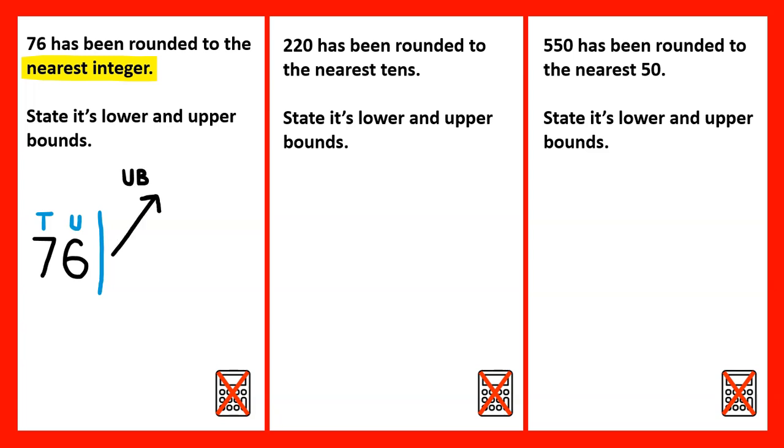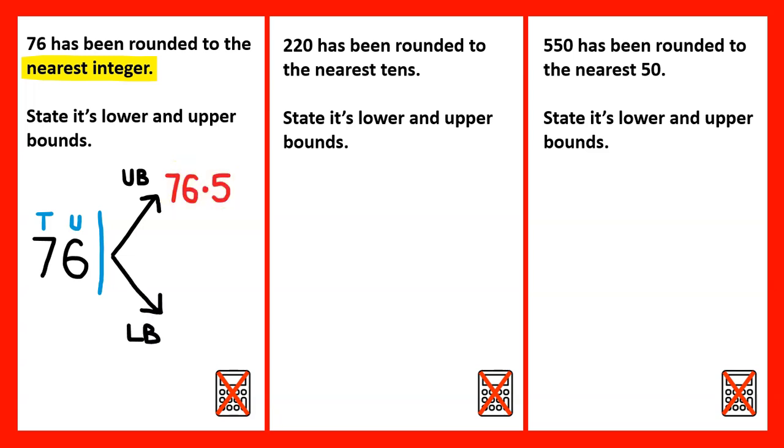For the upper bound, you can just put a 5 in the next place value column to the right, meaning the upper bound would be 76.5. The actual value is strictly less than the upper bound, because if it was equal to the upper bound, it would actually round up to the next unit.